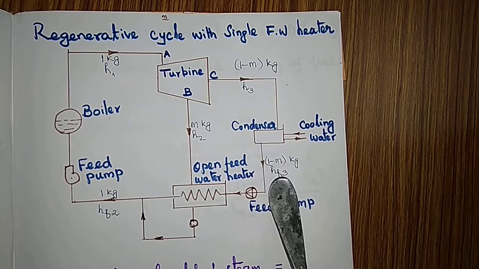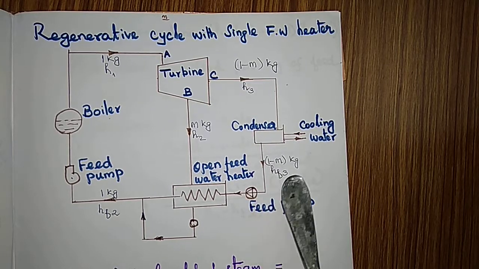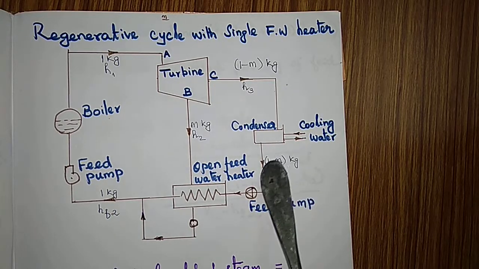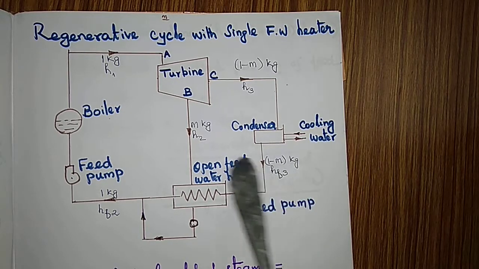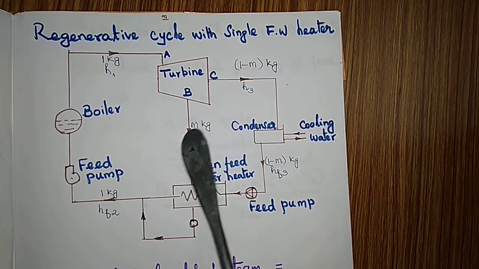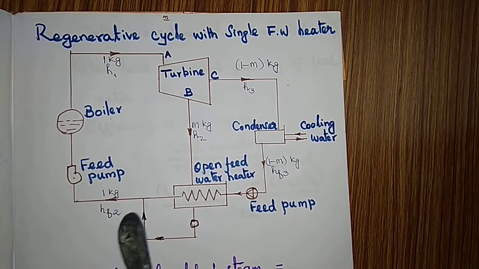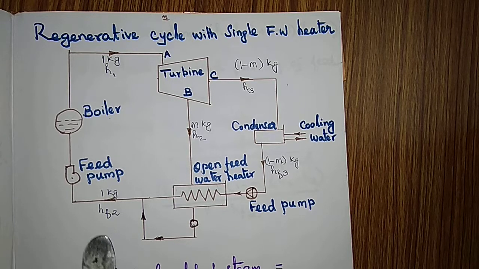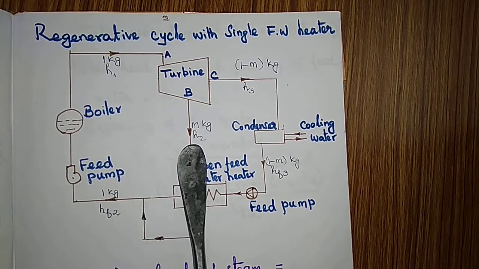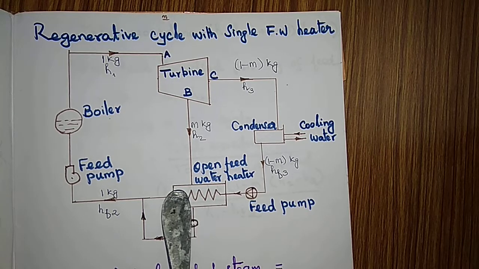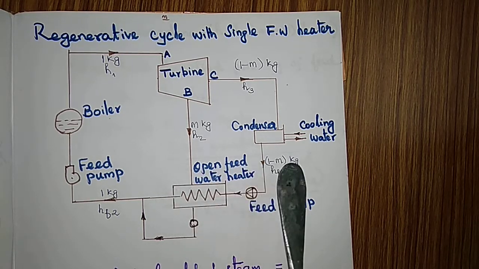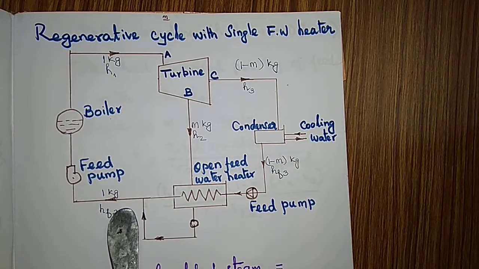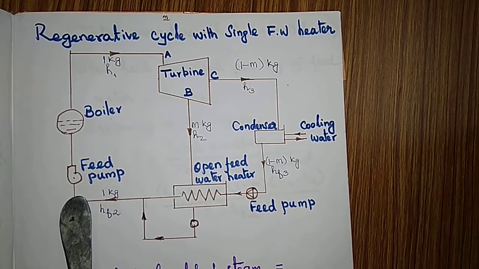So after it is condensed, HF3 is the fluid enthalpy of the condensate. This enthalpy HF3 is increased by the bled steam, which is coming at an enthalpy H2. So we are getting an enthalpy of HF2 here. So because m kg is entering here, 1 minus m kg is coming here, m plus 1 minus m, the final one is 1 kg at enthalpy HF2 getting into the feed water.